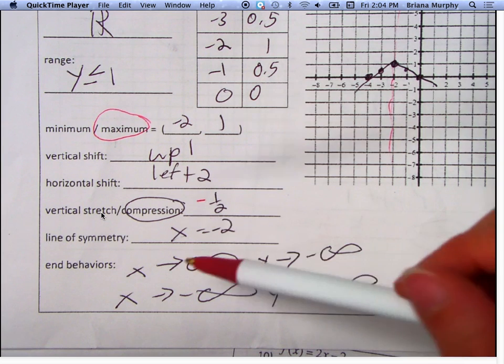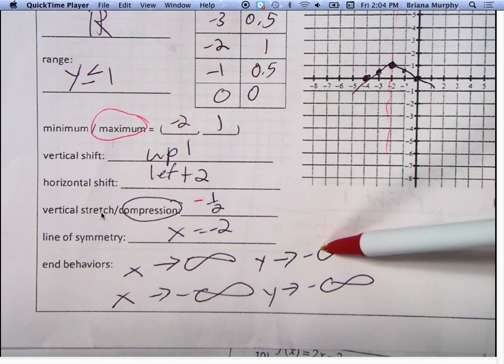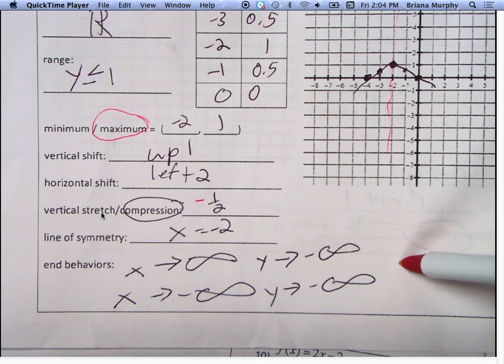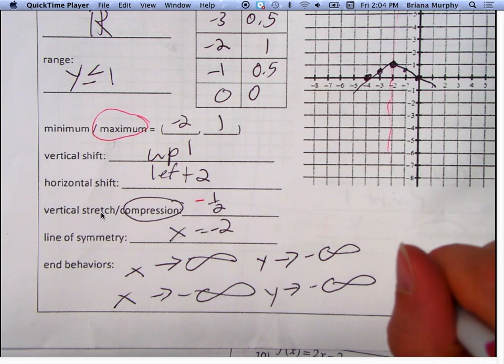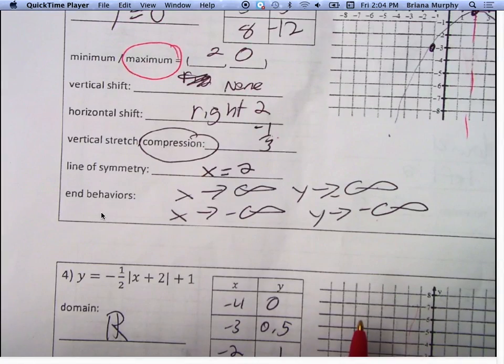Thank you. And end behavior, as x approaches infinity, y approaches negative infinity. As x approaches negative infinity, y approaches negative infinity. Yes? Remember, I was going for 3, I got y is greater than or equal to negative 3.